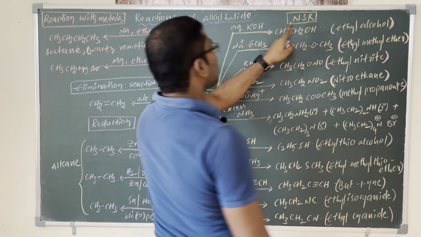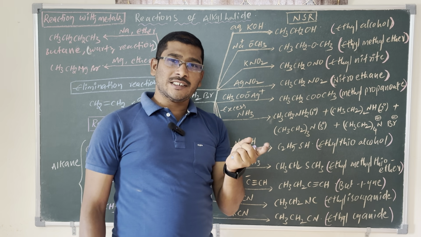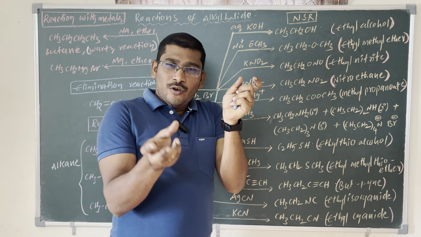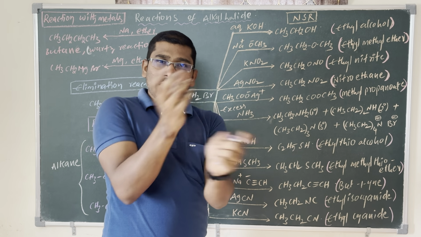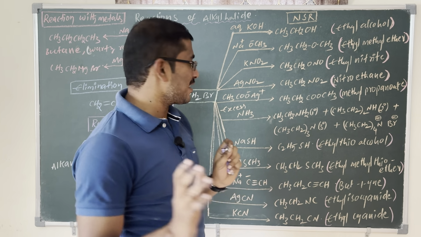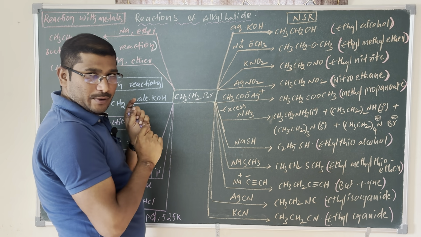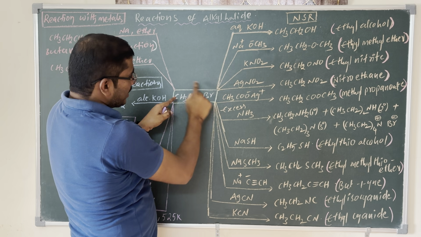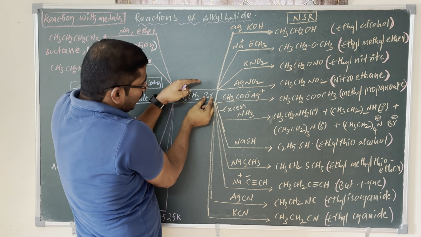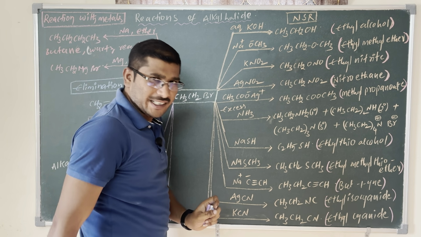First, let us discuss nucleophilic substitution reactions. What is a nucleophilic substitution reaction? A reaction in which one nucleophile is substituted by another nucleophile is generally considered a nucleophilic substitution reaction. In the case of alkyl halides, I am taking ethyl bromide as an example. In ethyl bromide, bromine is the nucleophile, and this bromine is replaced by another nucleophile. Those are called nucleophilic substitution reactions.